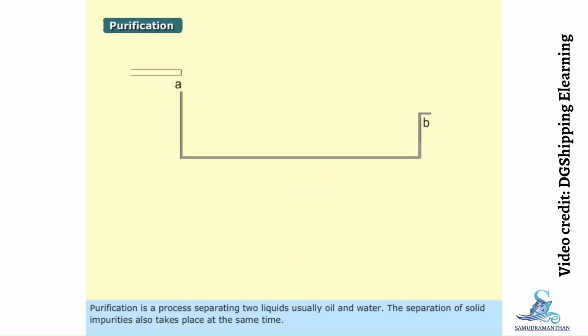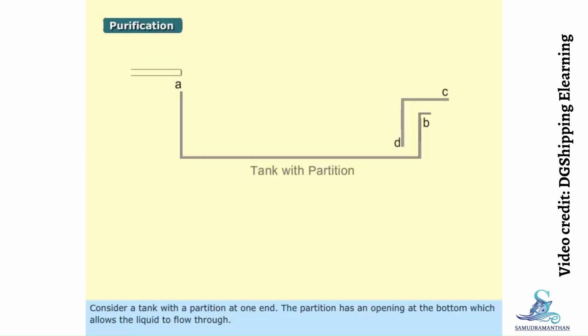Purification is a process of separating two liquids, usually oil and water. The separation of solid impurities also takes place at the same time. Consider a tank with a partition at one end. The partition has an opening at the bottom, which allows the liquid to flow through.